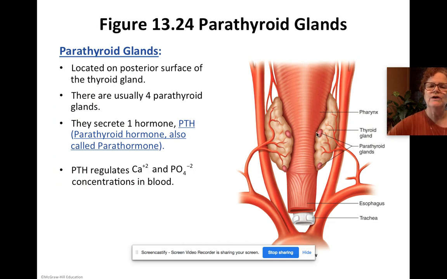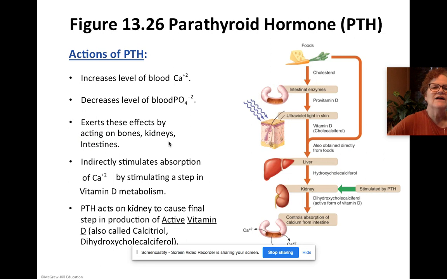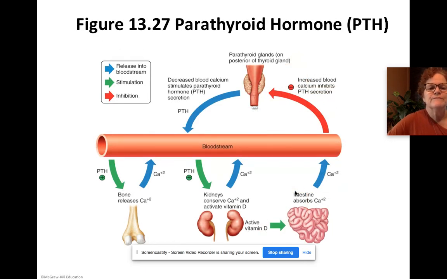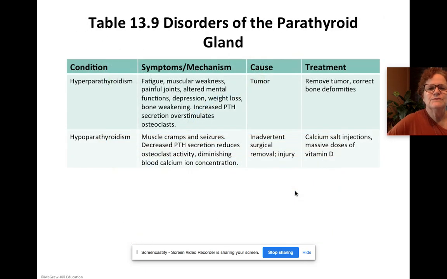These are 4 glands on the posterior, so these are on the back side. So know where they are and what they are. It secretes the parathyroid hormone. That's not super hard there. So you've got some actions here of this. So you can see as that goes down through how that operates. Again, that's what we're doing there.